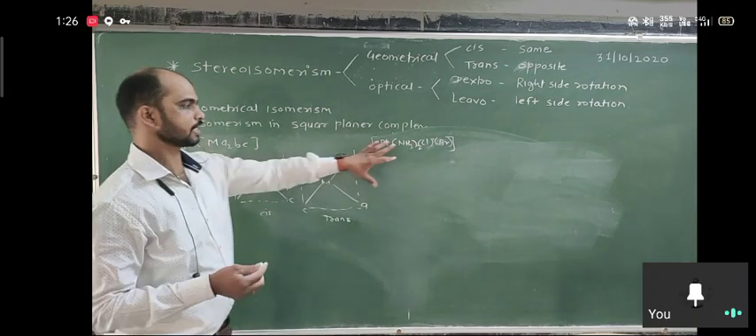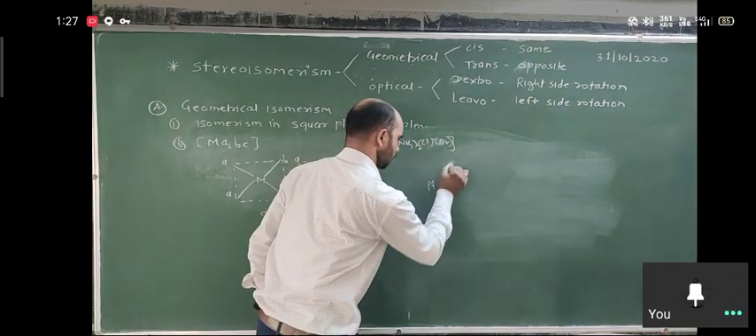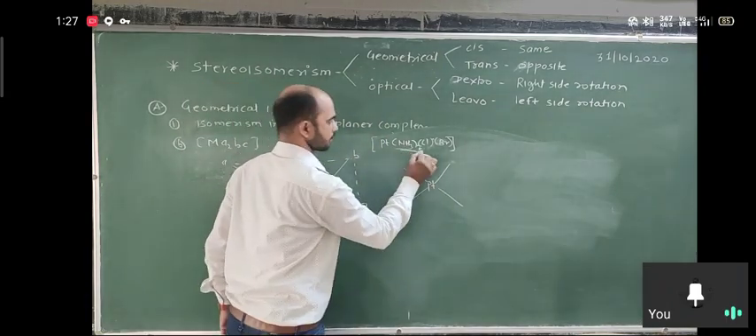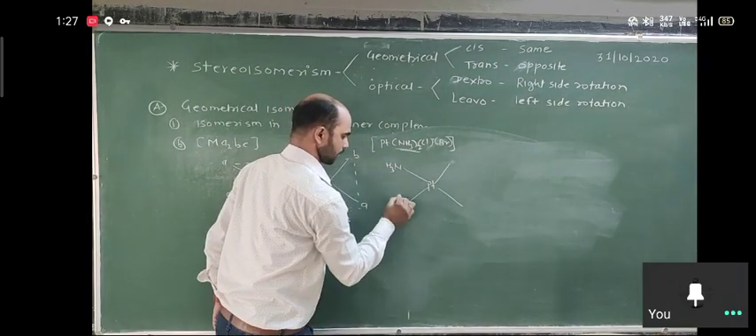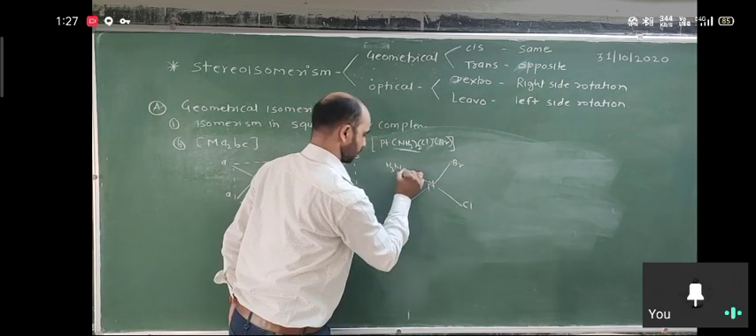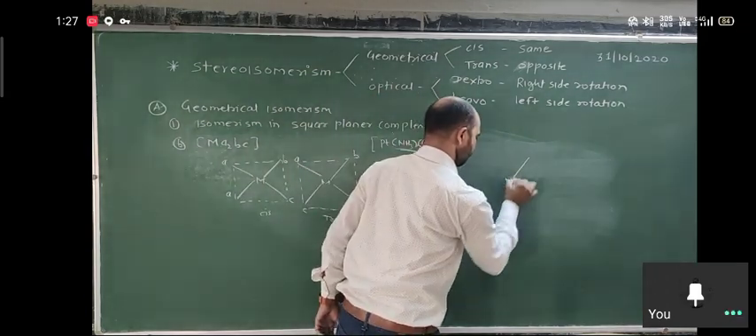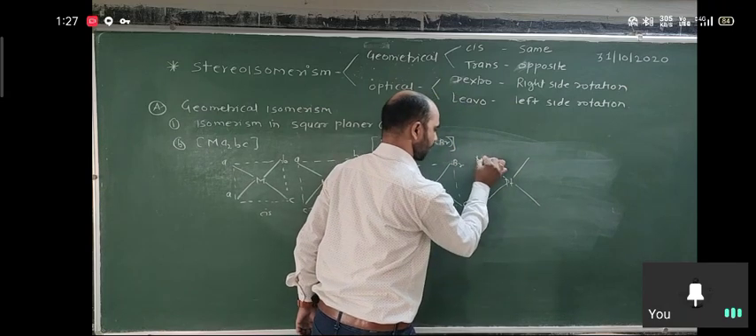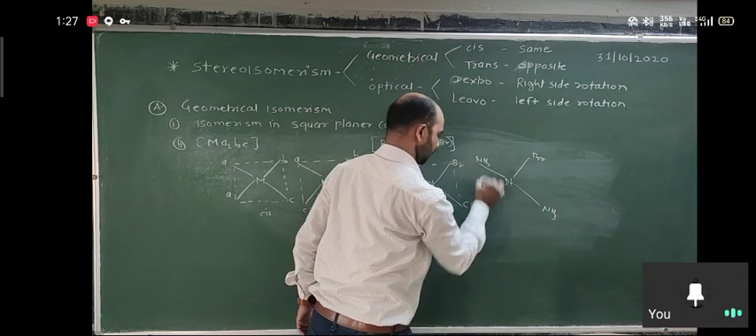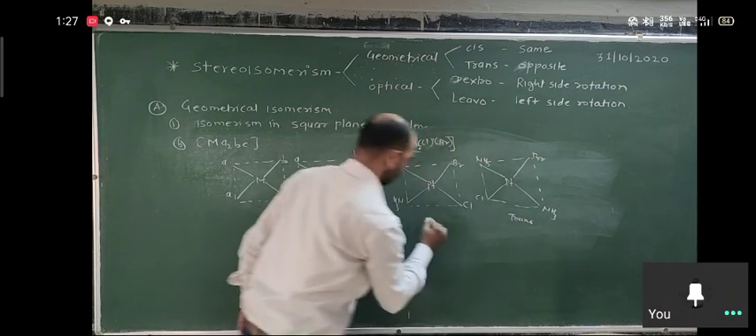If we consider this example, we can draw the structures. And how can we draw the structures? So for cis, the similar ligand, NH3, is on the same side, and here Br is here, Cl is here. And for trans, if NH3 is here, the other NH3 goes to the opposite side, with Br and Cl. Trans. Here is the cis.